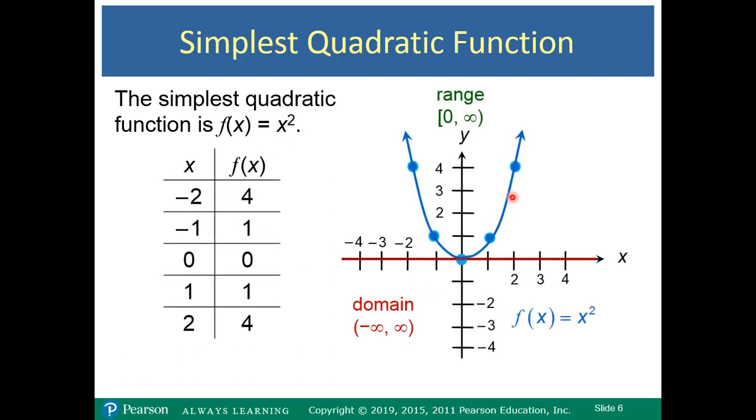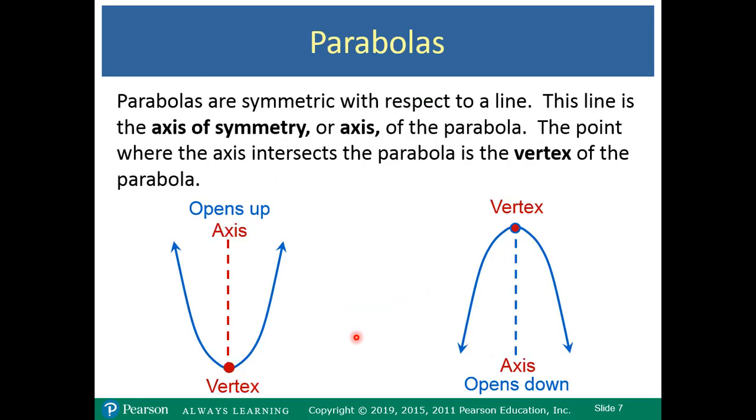We know that these are all parabolas. In this case, we have a domain of all real numbers, and the range is all non-negative y values, so 0 to infinity for the range. The domain is negative infinity to positive infinity.